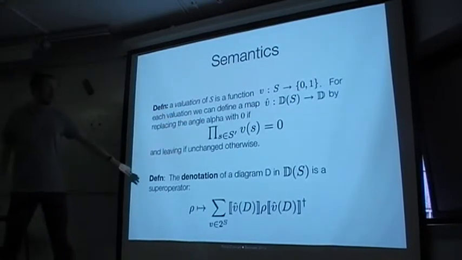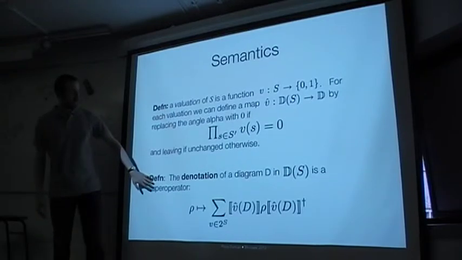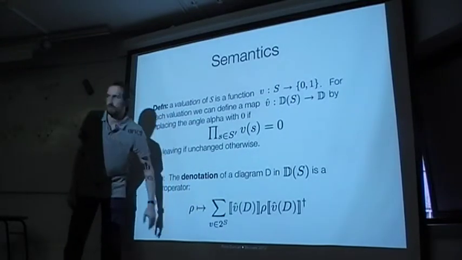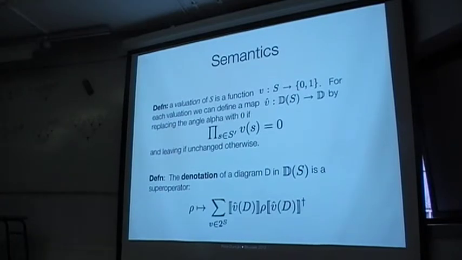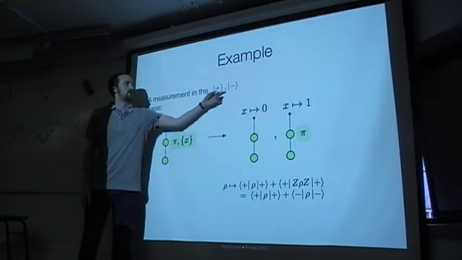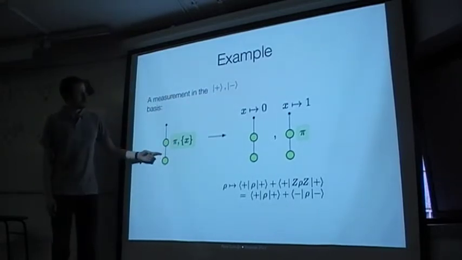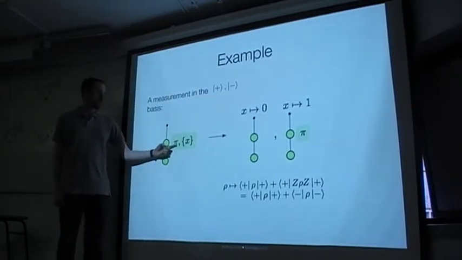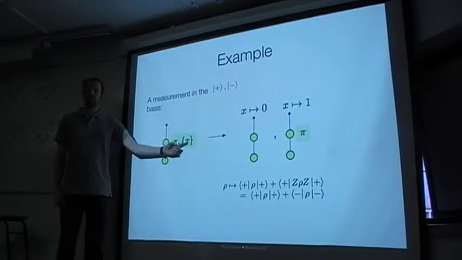So that allows me to define a CP map, which will do the same thing as what this program will do. So the simplest example is this one. We're going to measure in the plus minus basis. So this is my projection on 0. And here's a conditional operation, a Pauli flip with some variable x.